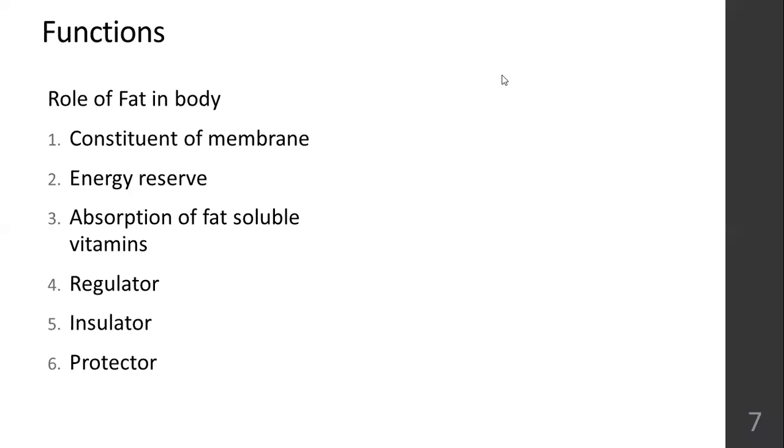The function of a regulator is the involvement of fat in production of hormones, and hormones in turn regulate your body functions. If there is no fat, there will be no hormones and no body functions.